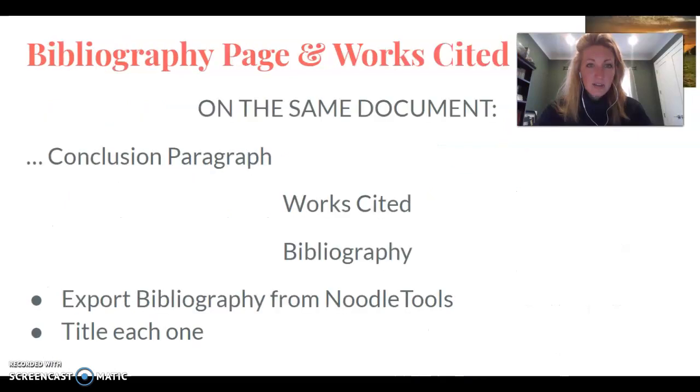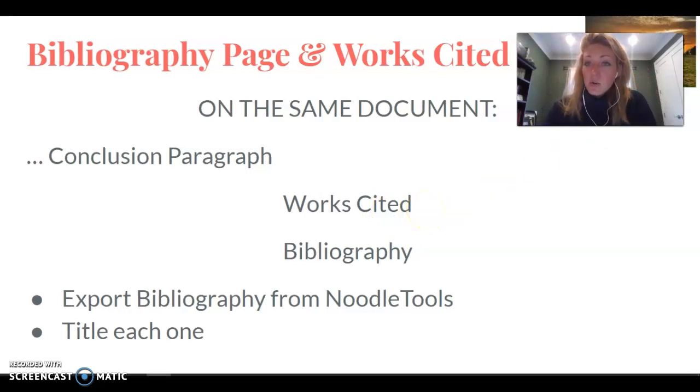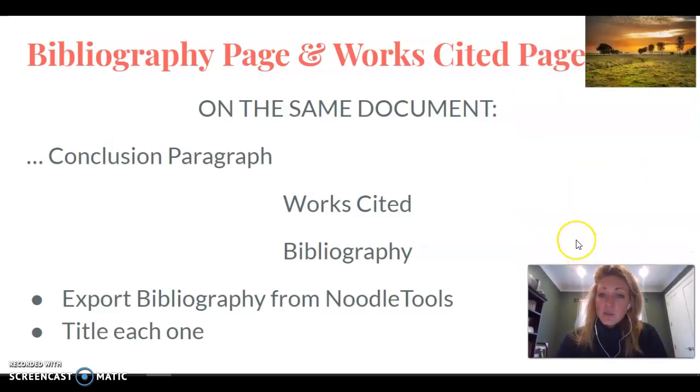Okay. So you will have on the same document of your final draft, or of draft number 2, your conclusion paragraph. After you've written your whole paper, it's MLA formatted, you have your conclusion paragraph. After that, you will have a centered title that says works cited, and then you're going to list your source entries that are just your sources that you used within your actual paper, your in-text citations. And then after that, you're going to have another title that says bibliography, and this is a list of all the sources that you've researched.